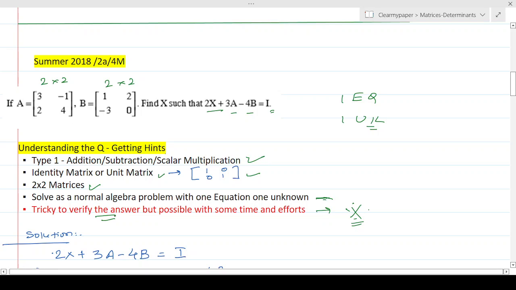And I'll show you how to verify the answer of this one. In this case, it's still possible. In some cases, it might not be possible, or it might take a very different route to do the verification. Okay, let's jump in now.